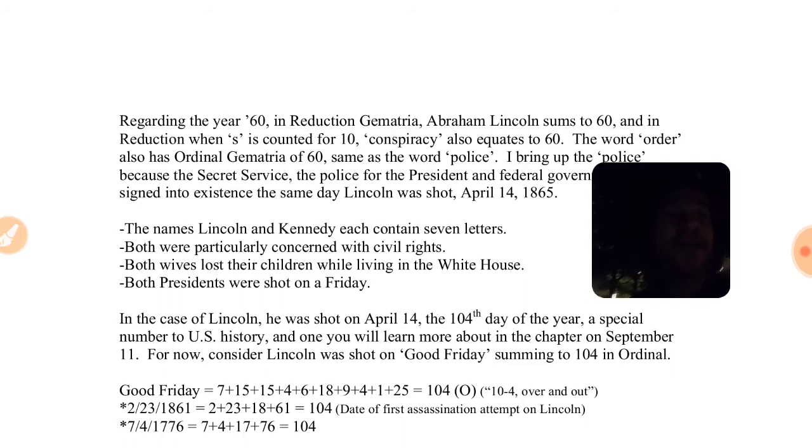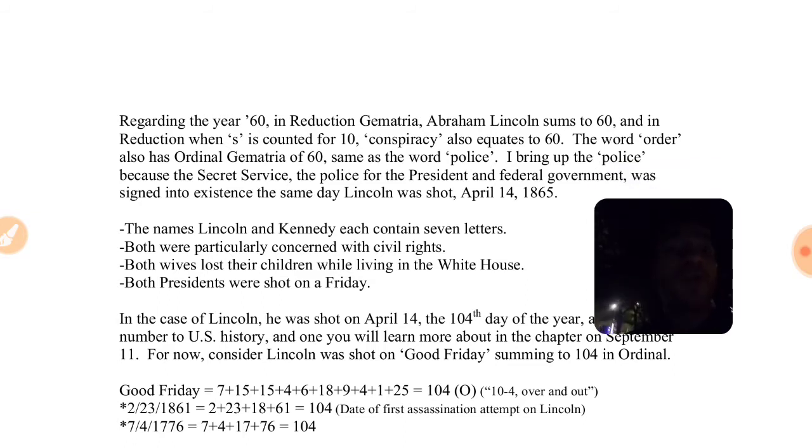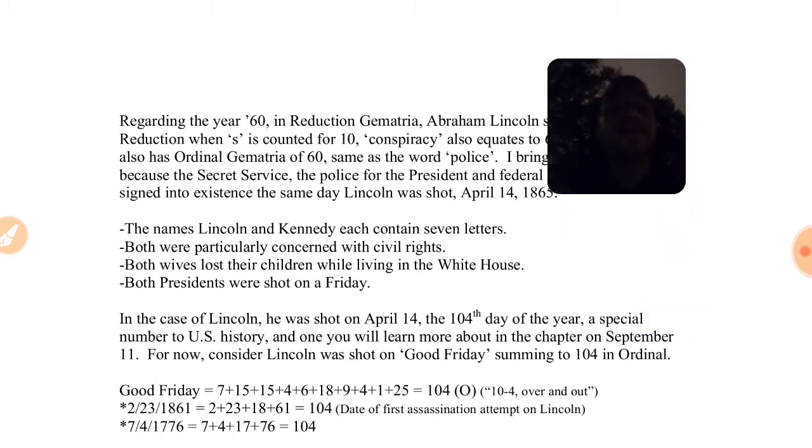The word order also has ordinal gematria of 60, same as the word police. I bring up the police because the Secret Service, the police for the president and federal government, was signed into existence the same day Lincoln was shot, April 14th, 1865. The names Lincoln and Kennedy each contain 7 letters. Both were particularly concerned with civil rights. Both wives lost their children while living in the White House. Both presidents were shot on a Friday.